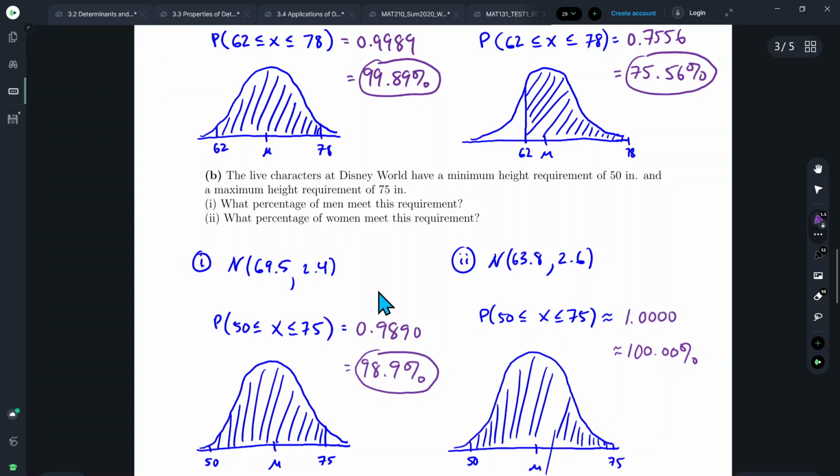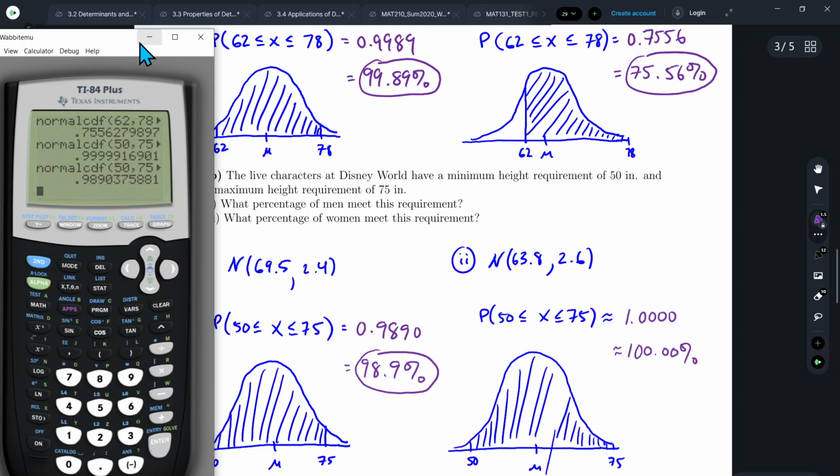Okay, so this basically says that about 98.9% of men meet the height requirement for the live characters, and almost all women meet the height requirement. Okay, so that's how we can do the calculation here using the normal CDF command.